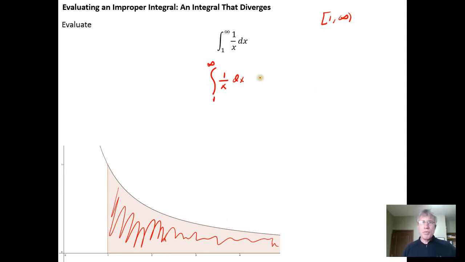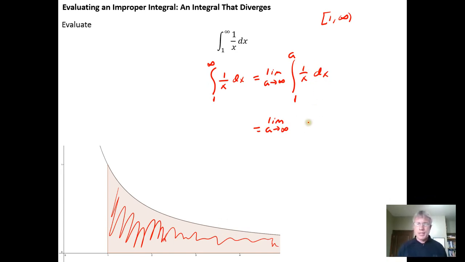So just like we did before, we are going to replace the upper bound of integration with a variable, and then we'll take the limit as that variable approaches infinity. So the limit as a goes to infinity of the integral from 1 to a of 1 over x dx equals, so now we continue to write our limit notation, the limit as a goes to infinity. We integrate 1 over x.